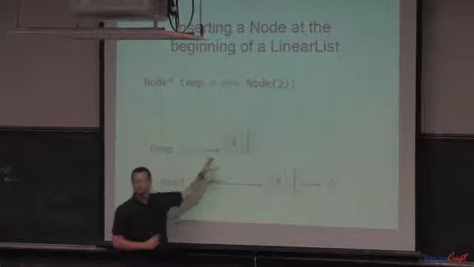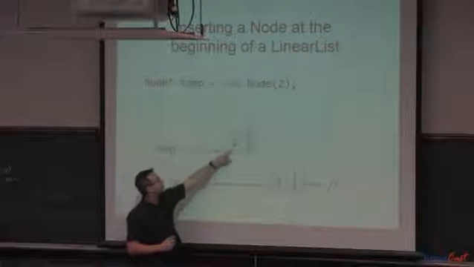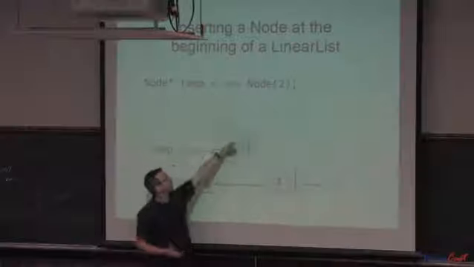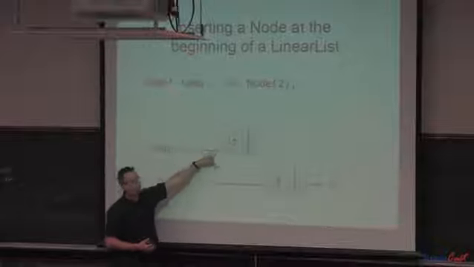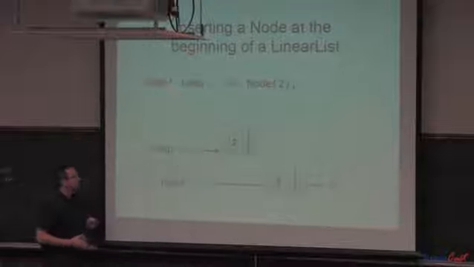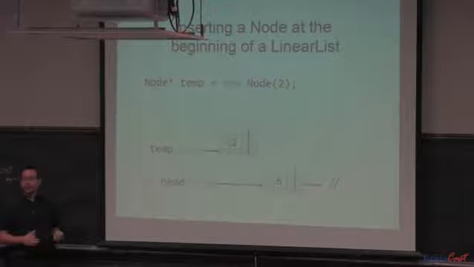First thing I have to do is make it. I have to give it the right data value, which is provided by the constructor call. This is also on the heap. Temp is a pointer to it. Now, if I want to make it the first element of the list, let me ask you a question. Study this picture carefully.